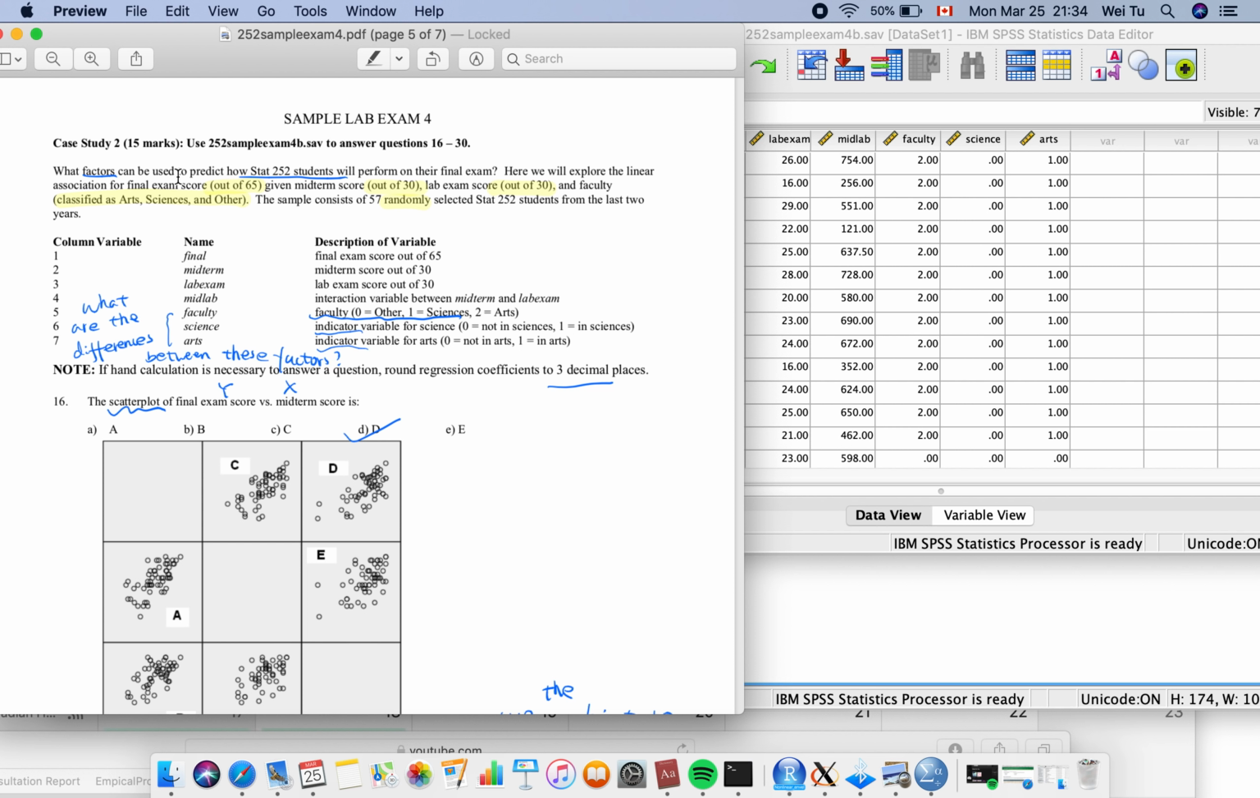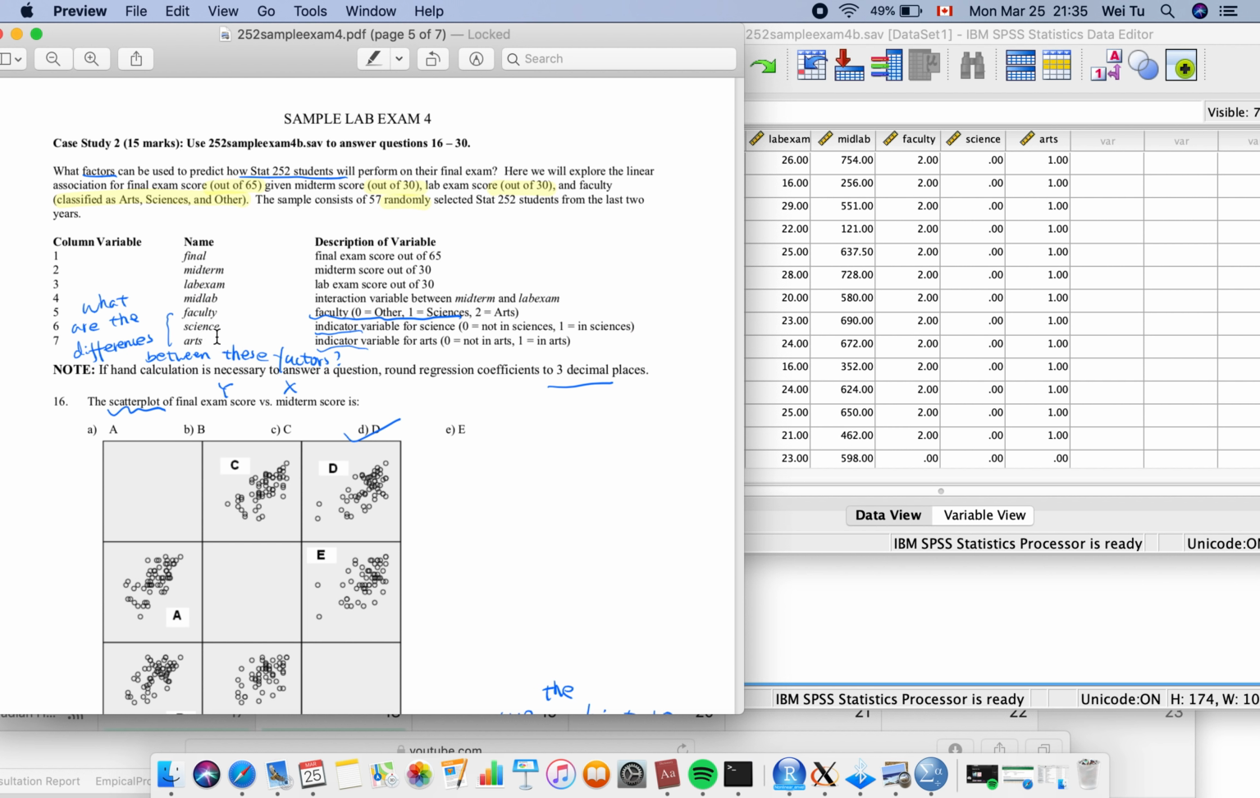So basically, we want to see what factors contribute or predict how students do in the final exam of Stat 252. So here we considered the final score as the response, and we considered a few factors such as the midterm score out of 30, the lab score out of 30, and the faculty information. For the faculty information, we have the variable faculty has 3 levels. So 0 is other, 1 is science, 2 is arts. And we have another 2 factors.